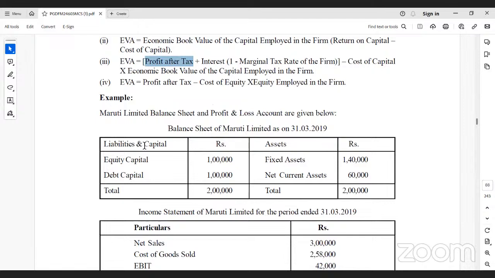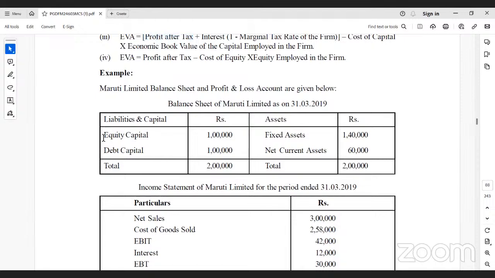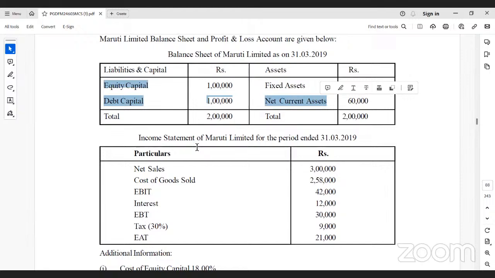Let us take an example. Maruti Limited's balance sheet and profit and loss account are given like this. The firm's equity capital is 1 lakh and debt is 1 lakh. The total long-term capital is 2 lakh rupees. At the same time, the fixed assets are 1 lakh 40 thousand and net current assets are 60,000, totaling 2 lakhs. In the income statement of Maruti Limited, the firm's net sales during the year are 3 lakh rupees and the cost of goods sold is 2 lakh 58,000 rupees.